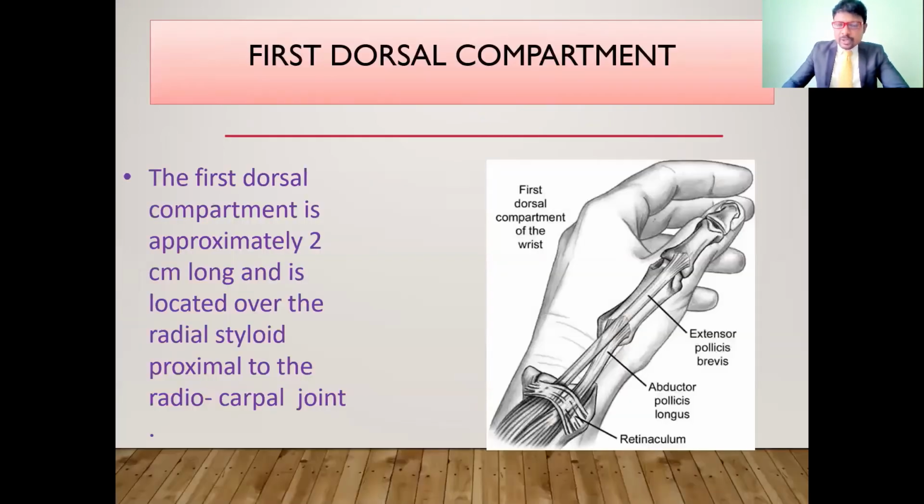So these muscles are going to be affected. If you see the first dorsal compartment, it contains the extensor pollicis brevis and also the abductor pollicis longus. It is approximately 2 centimeters long, and it is located over the radial styloid process, proximal to the radiocarpal joint. So it is located at the first dorsal compartment.